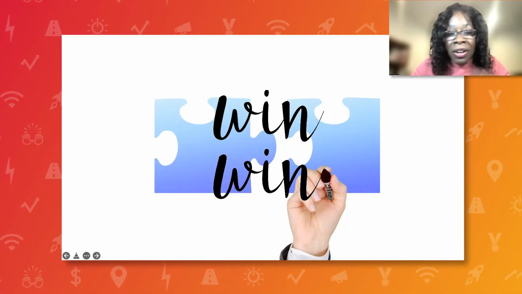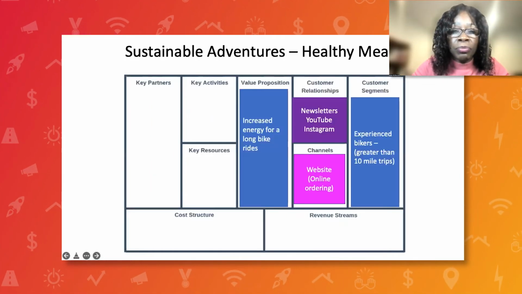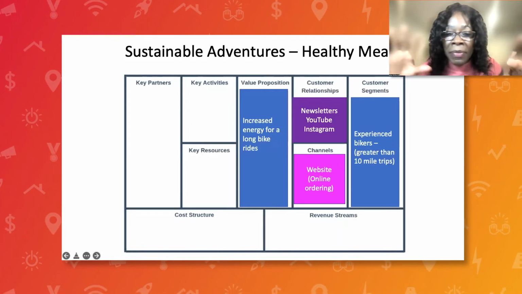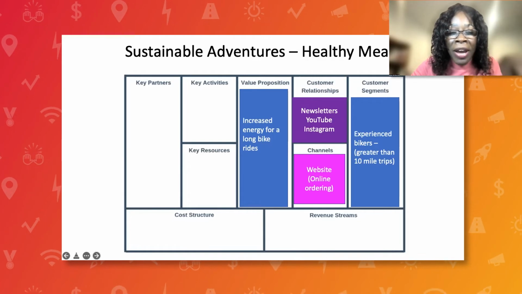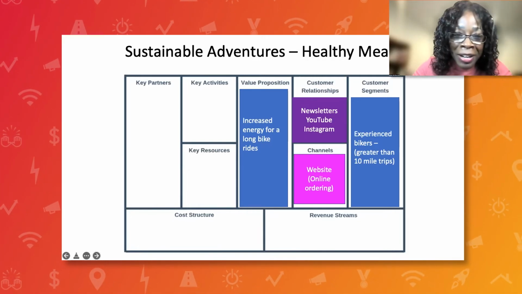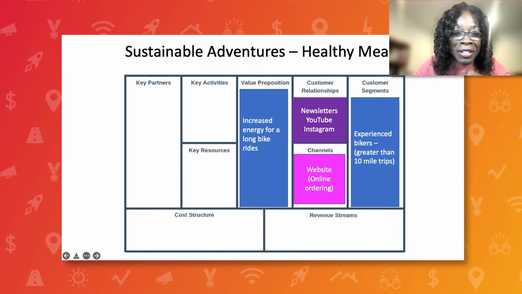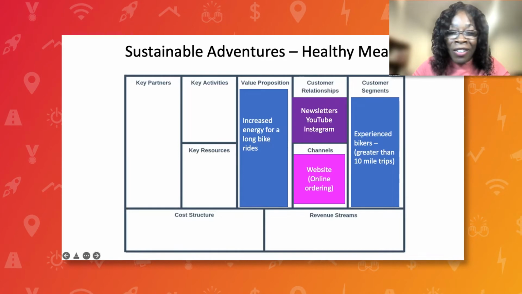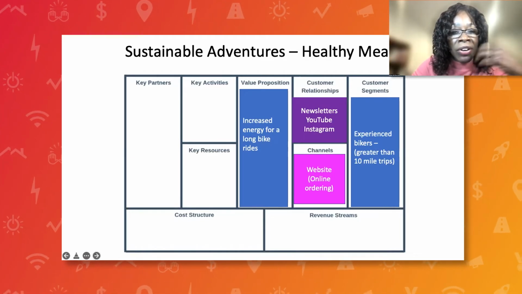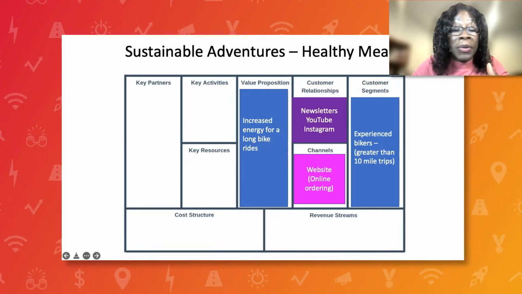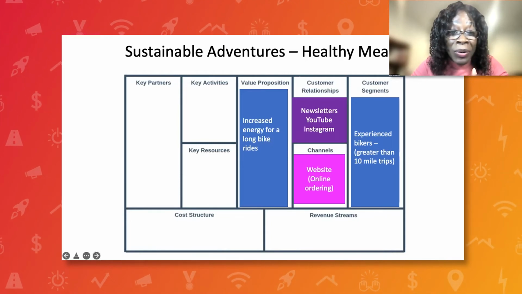So I want to go through a little example here, and I'm going to have you guys do an exercise. I want to give you something that we could all relate to. So assume Quang's going to think I'm talking about him, but I'm not talking about you, Quang. Assume you have a founder that has a healthy meal delivery service called Sustainable Ventures. And this founder's customers happen to be experienced bikers, and she supplied them with healthy meals.